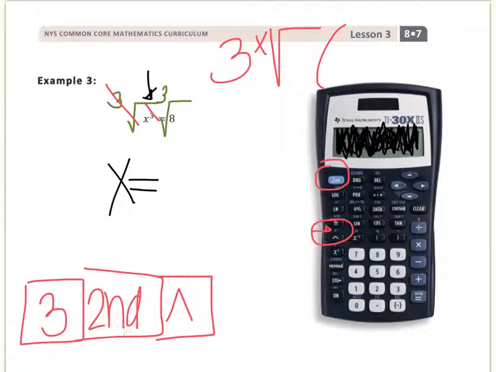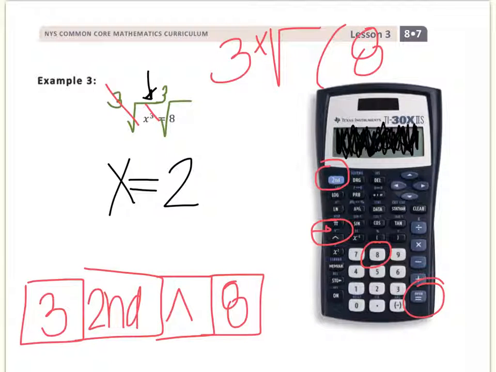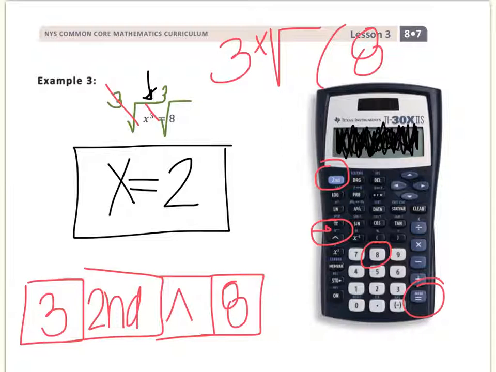3, second, caret. Now I'm going to go ahead and plug in the number 8. So you're going to hit the button 8. And then you're going to go ahead and hit enter. And you should get the cube root of 8 gives you 2. Remember, if you want to do the cube root of a fraction, you're going to use that ABC button. Okay, this time we didn't have a fraction, which is why we didn't use it. So the cube root of 8 is 2.